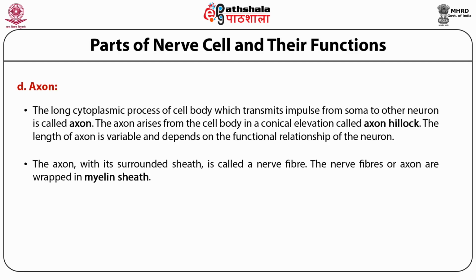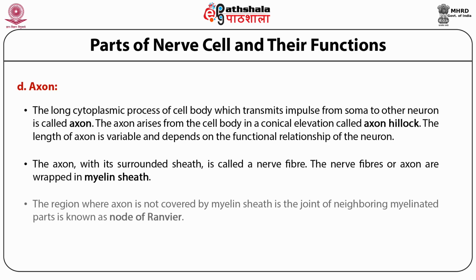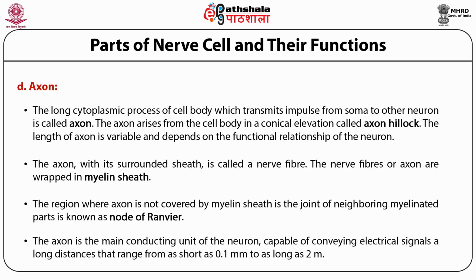The nerve fibers or axons are wrapped in myelin sheath. The region where the neuron is not covered by myelin sheath, at the joint of neighboring myelinated parts, is known as node of Ranvier. The axon is the main conducting unit of the neuron. It is capable of conveying electrical signals along distances that range from as short as a fraction of a millimeter to as long as 1 meter.